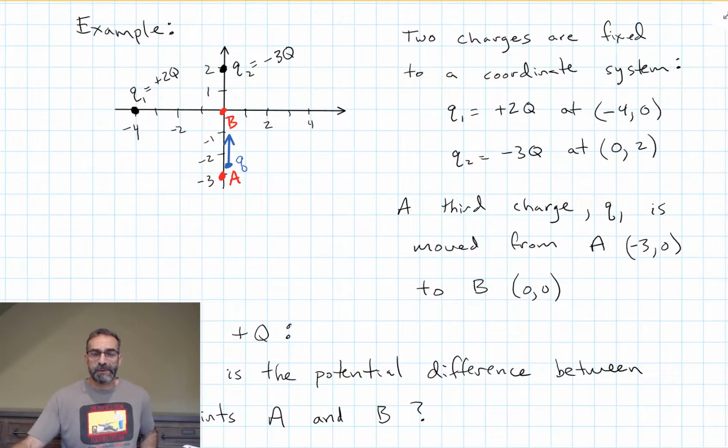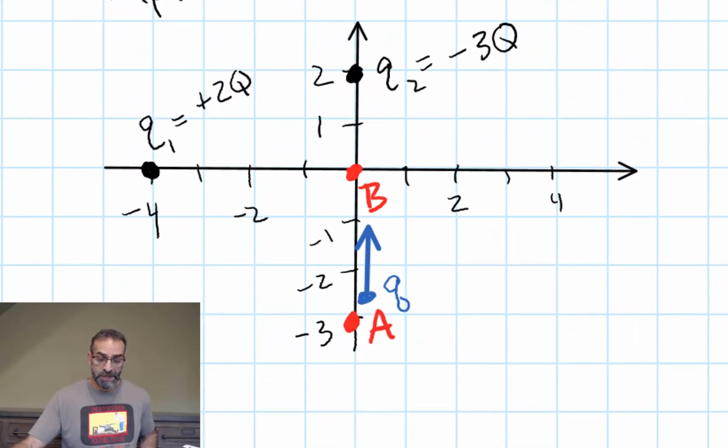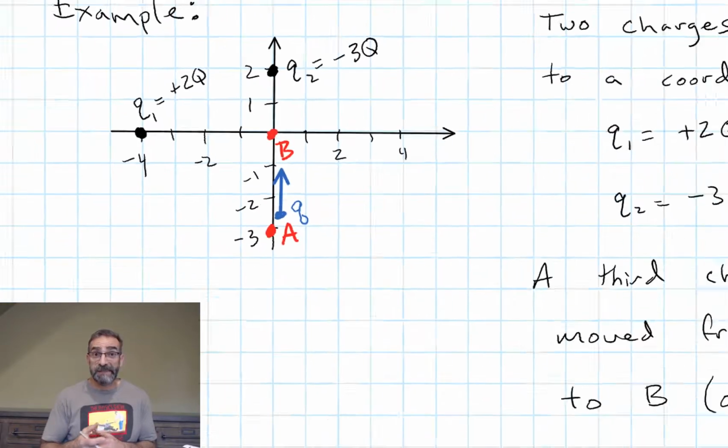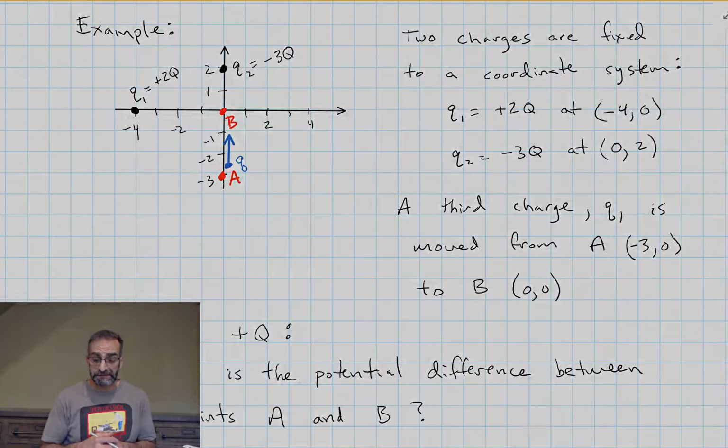I think an example problem may help solidify some of these ideas for you. So let's look at a simple problem with 2 point charges, Q1 and Q2. One's positive and one's negative, and they're fixed to a coordinate system. We're going to move a third charge from point A to point B, and that third charge is plus Q. If you want, you can redo this problem and make that third charge negative and see how your answers change.